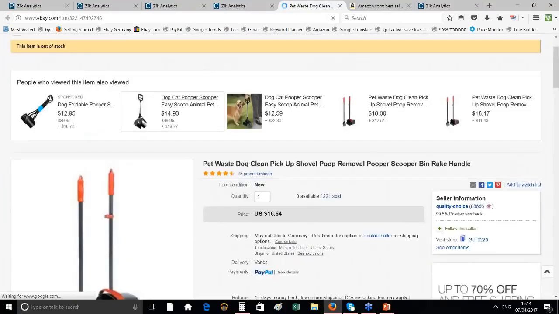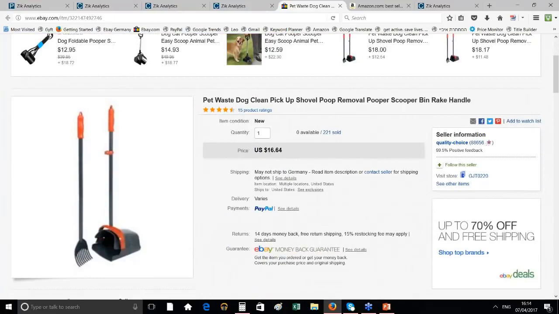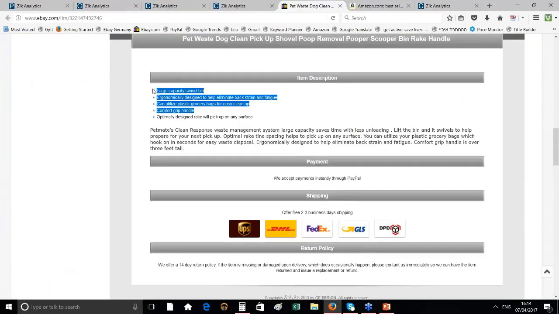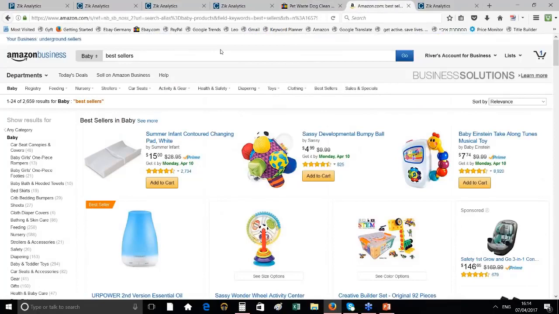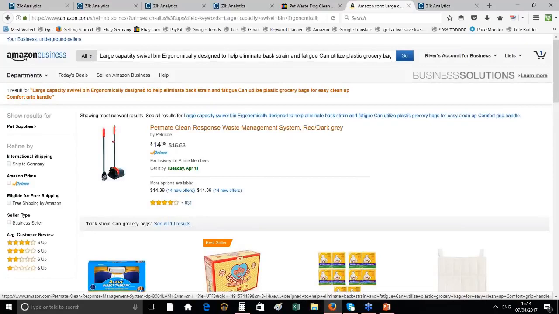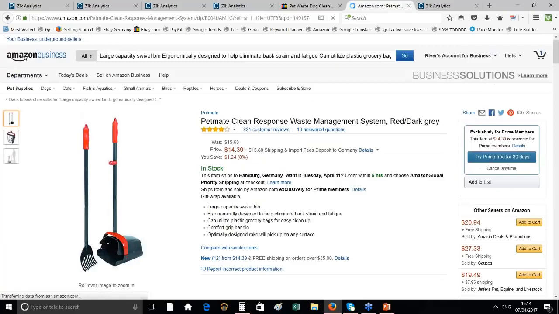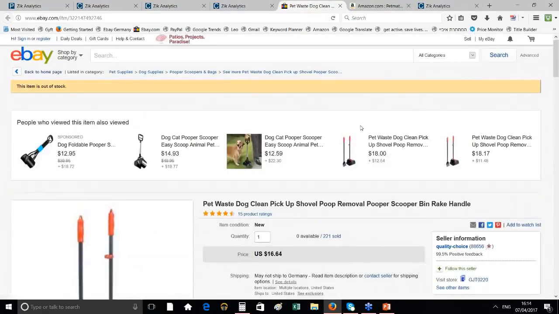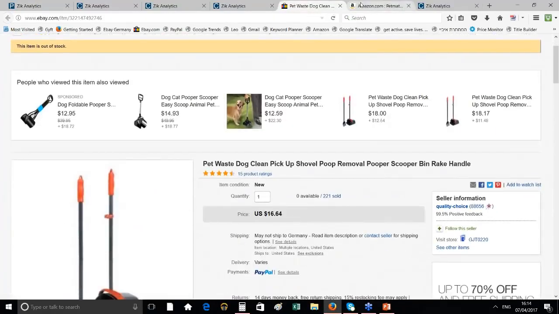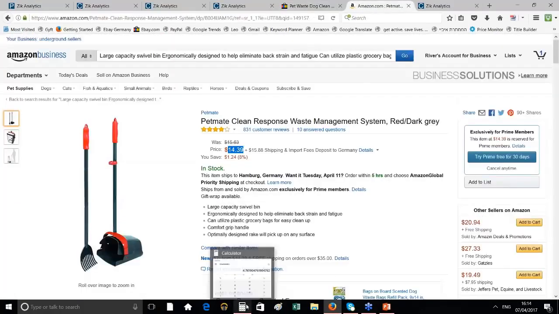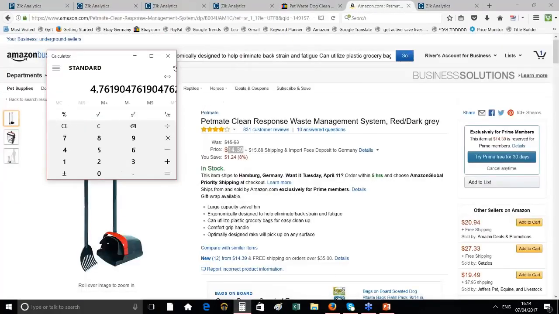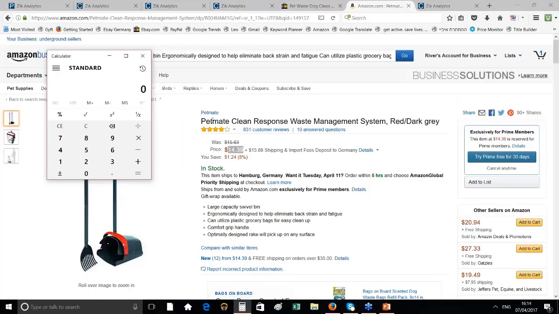To find a product on Amazon, you go inside the listing. You probably know it. You can copy the features. You search it on Amazon, and you're probably going to find it. Okay, so $14 sold by Amazon. So we see this product sells for $14.39, and he sells it for $16.64. He almost doesn't earn. But it depends on your break even. This guy earns just from cashback, I believe.